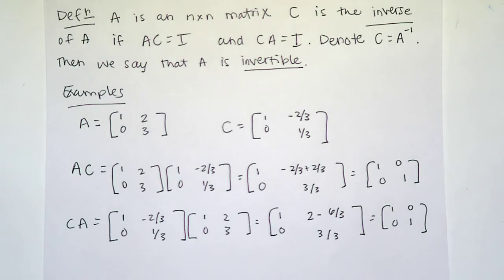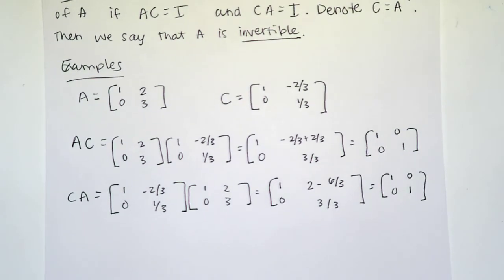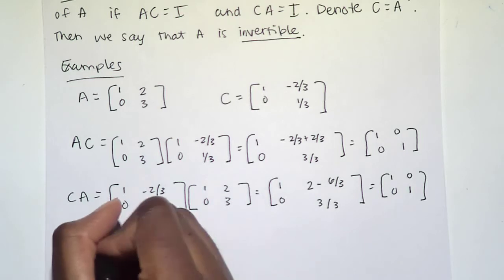All right, so because we multiplied in both directions and got the identity matrix, the 2 by 2 identity, both times, we say that A is invertible and C is A inverse.